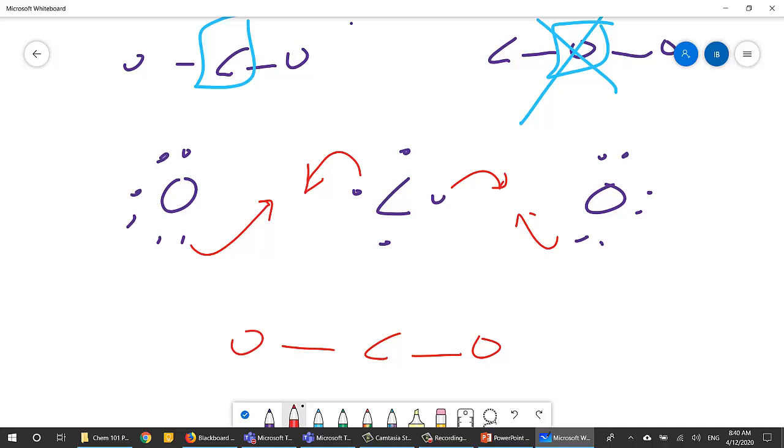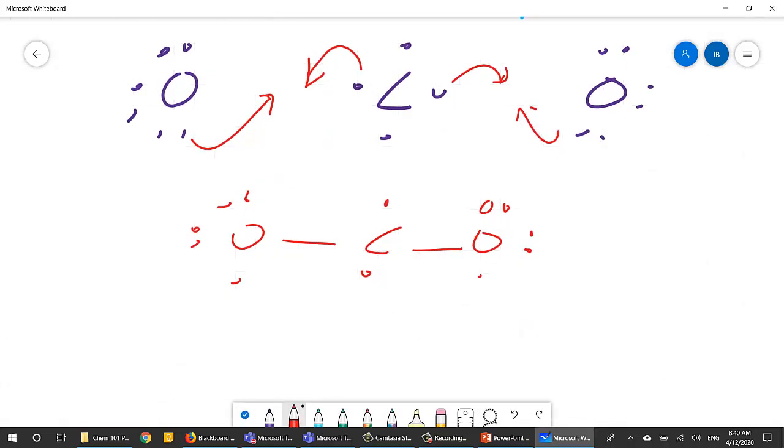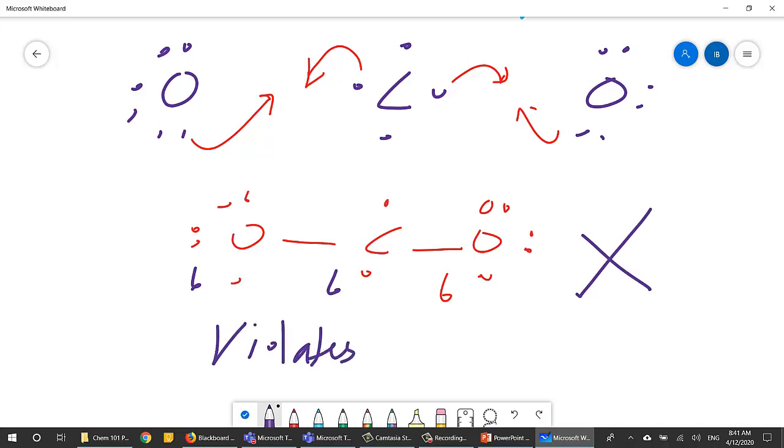When the right oxygen gave its electron, now 5 left. Similarly here, when carbon gave 2 electrons, now 2 left. There are so many odd electrons here. The octet rule is not satisfied because this is 6, this is 6, this is 2, 4, 6. This is an unacceptable Lewis structure for CO2 because it violates the octet rule.